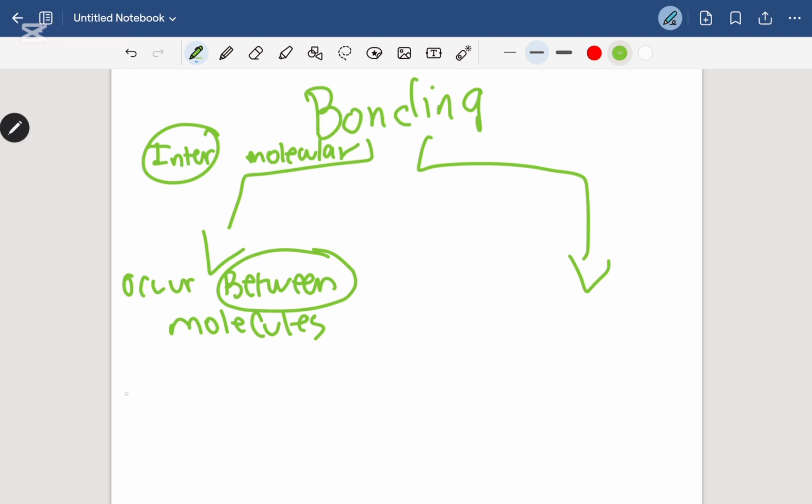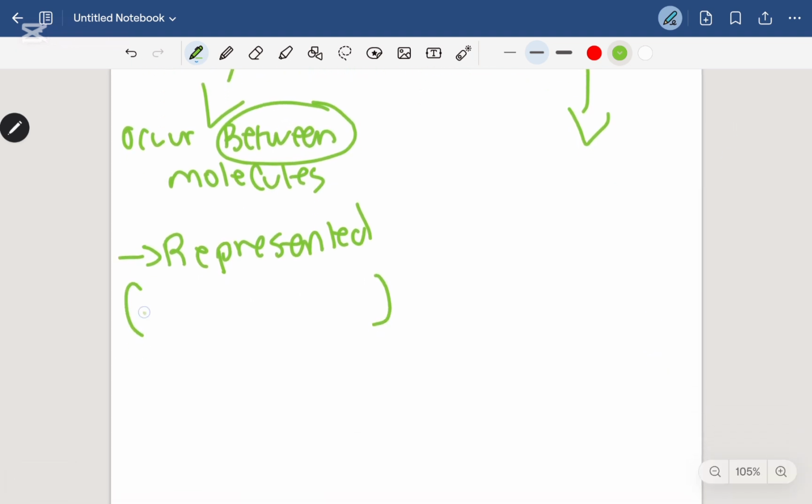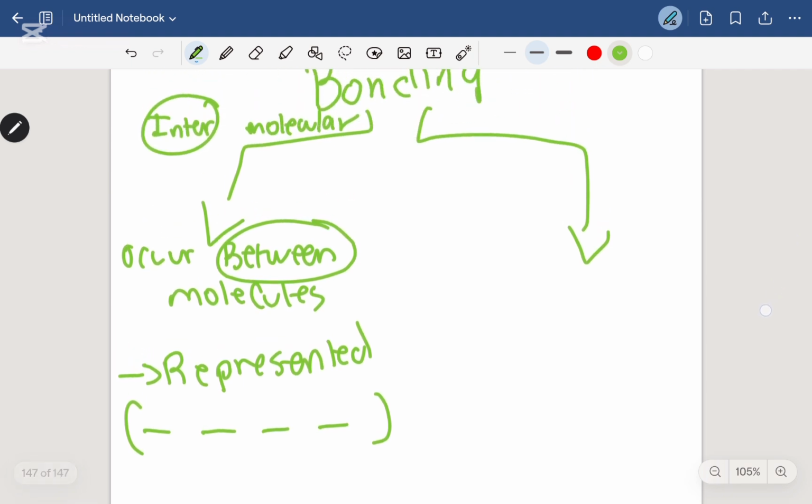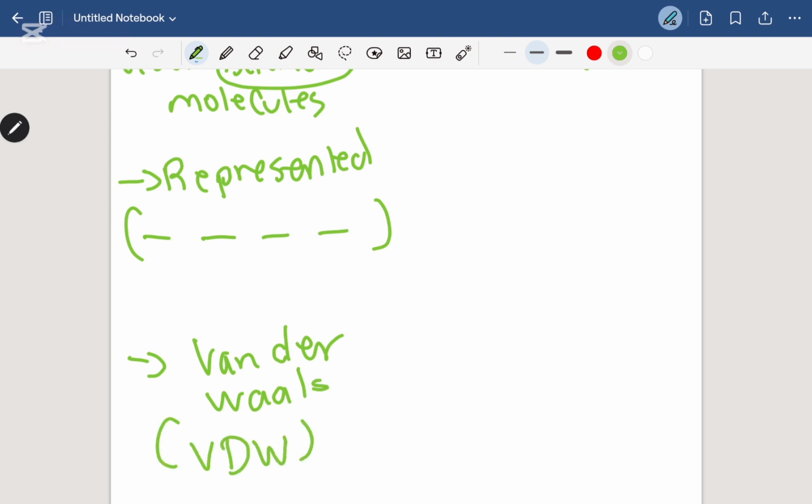Now, the intermolecular bond is represented like this. You open your brackets and represent the bond as dot, space, dot, not a line, or a line, space, and another line, space, and so on. And usually the forces between the molecules are van der Waals forces, or in a shorter term, VDW.